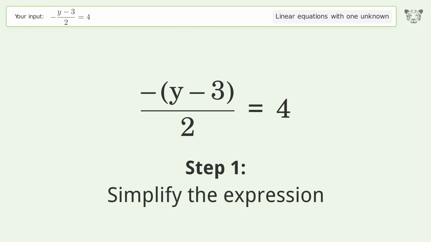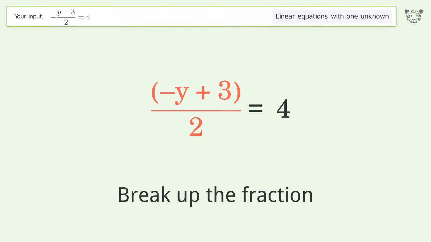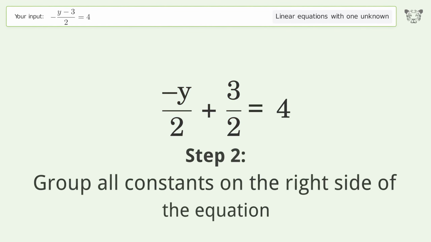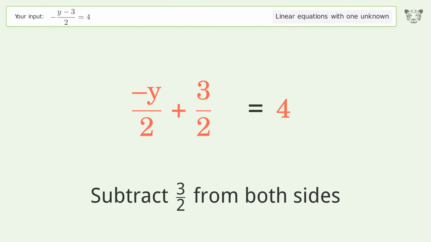Simplify the expression. Expand the parentheses. Break up the fraction. Group all constants on the right side of the equation. Subtract 3/2 from both sides.